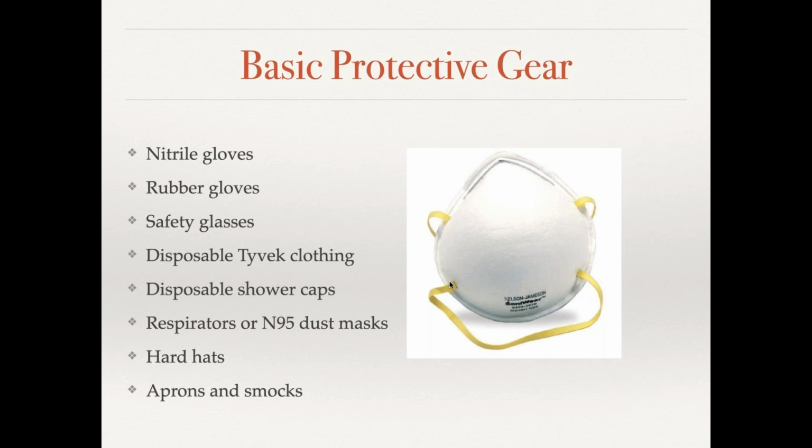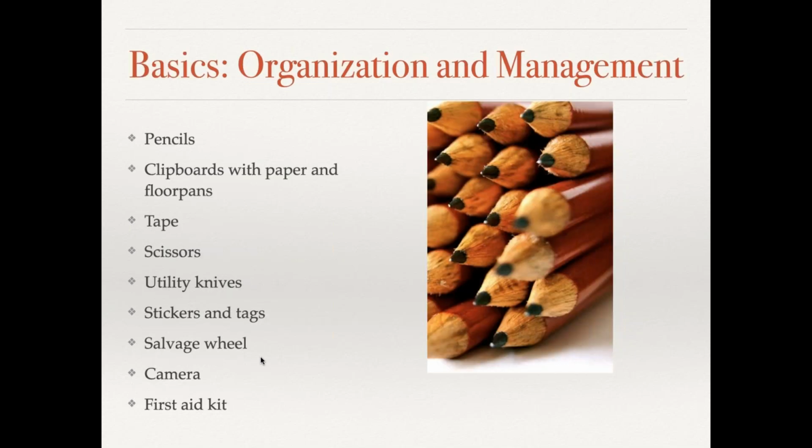So, basic organization and management tools. Pencils, preferably mechanical, so you don't need to deal with a pencil sharpener. Clipboards with paper and floor plans, clipboards for everybody so everyone can look organized, but also so that you have somewhere to write notes because you may not have anywhere else to put your paper down to write on. Tape. It is very rare that you will hear a conservator say, yes, you need to have tape, but you should have lots of kinds of tape.